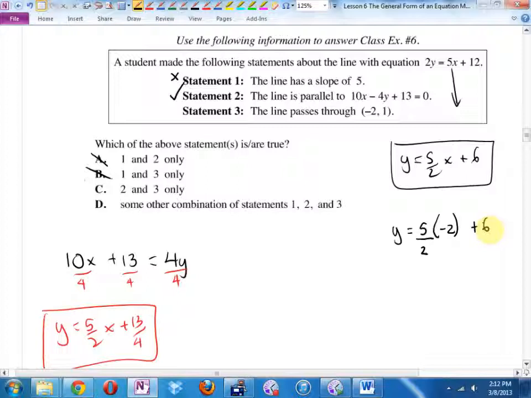What is 5 times -2, divided by 2? -5. So I get this. Right? What is -5 plus 6? When x is -2, does y work out to 1? Yes. That is a true statement. And the correct answer, Alex, my friend, is C.